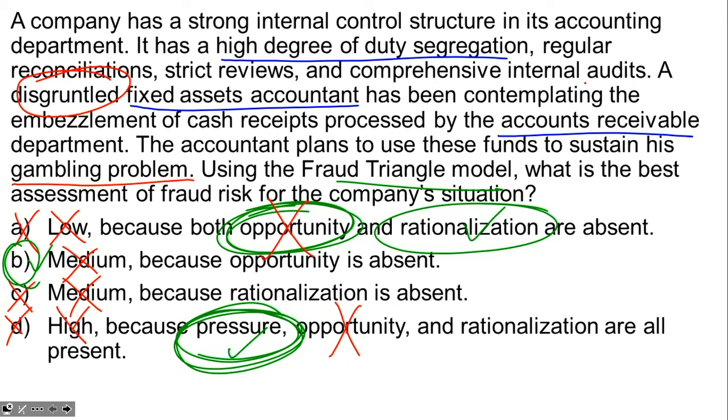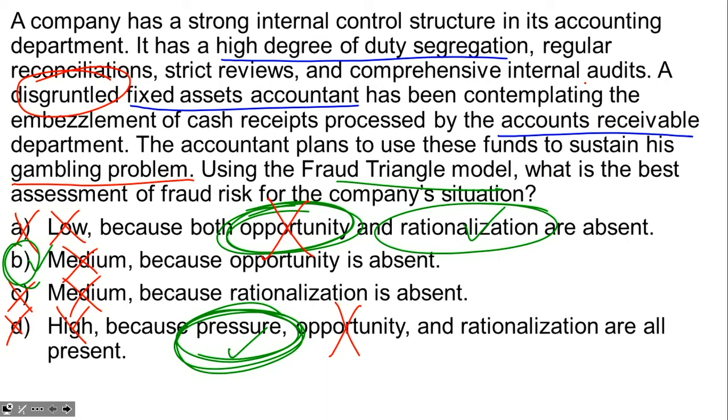Because whether we say that, well, the opportunity is absent, the controls are so strong, no matter how much pressure the employee has, no matter how easily they're able to rationalize it, they can't steal anything. They don't have the opportunity. So if we want to argue that really it should be low instead of medium, that low, medium, or high isn't part of our answer choice. What we're looking at is how much of or which of the opportunity, the pressure, and the rationalization are present in this situation. There is no opportunity, and so choice B is our correct answer, and that tells us that they think that the fraud risk is medium.